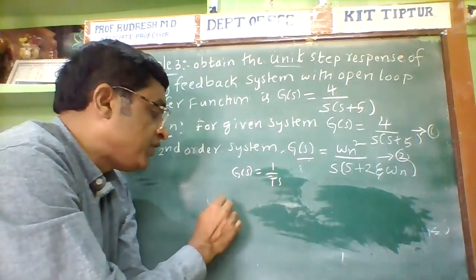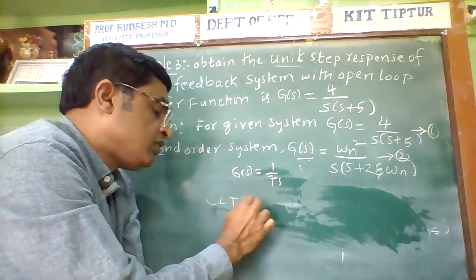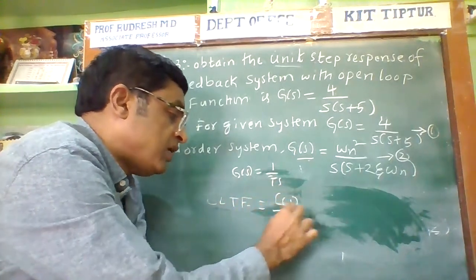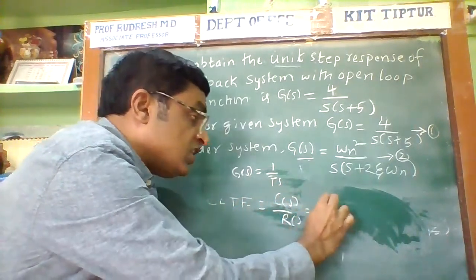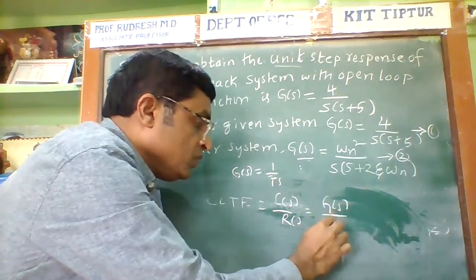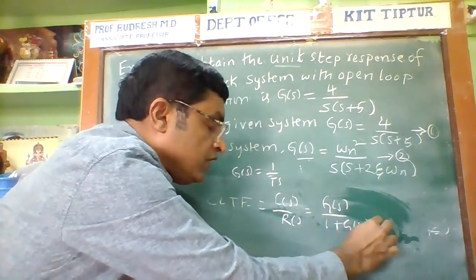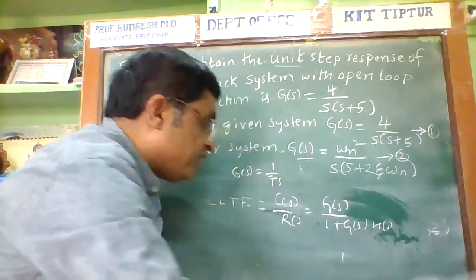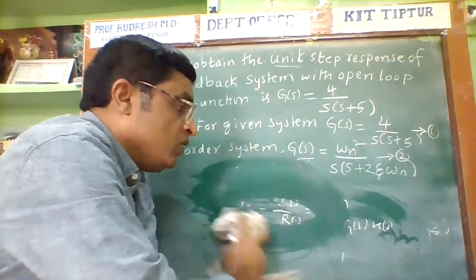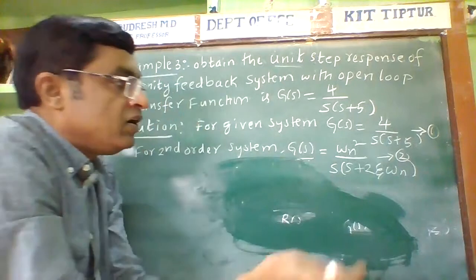The closed loop transfer function is equal to C(s) divided by R(s), which is equal to G(s) divided by 1 plus G(s) into H(s). This is called the closed loop transfer function. These things are very important, so we should remember. Now the second order system.